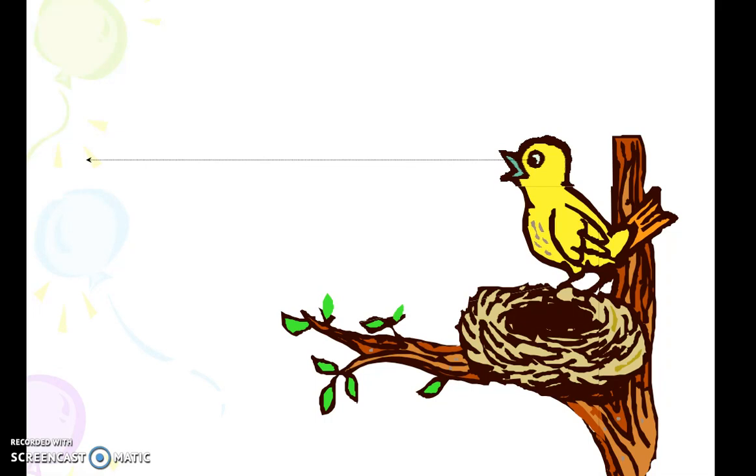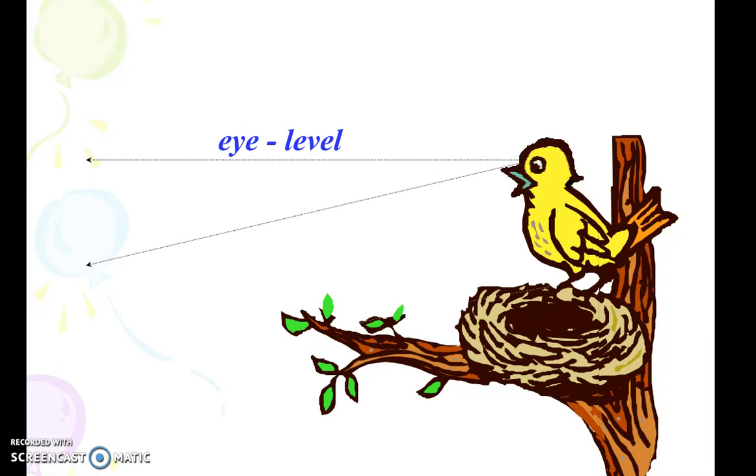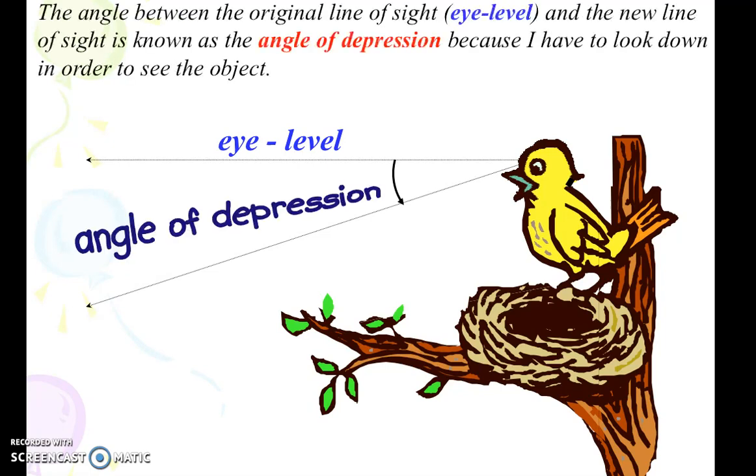Here's the bird looking out. That's going to be its eye level, okay? Now the bird's going to look down and see something. So the angle right here from where the bird was looking to where it's looking now is called the angle of depression. So depression means down, elevation means up.